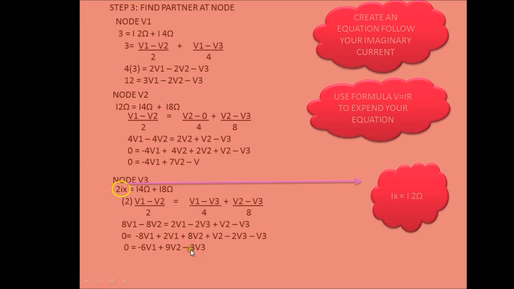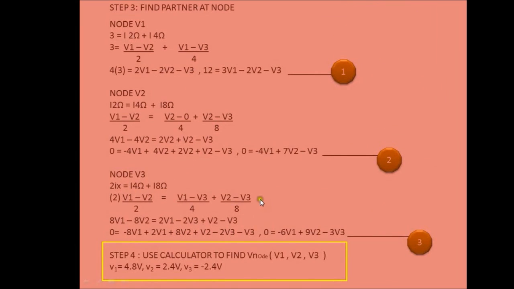Okay, the last step is to use your scientific calculator to find V0, V1, V2 and V3. So the answer should be the same as this one.